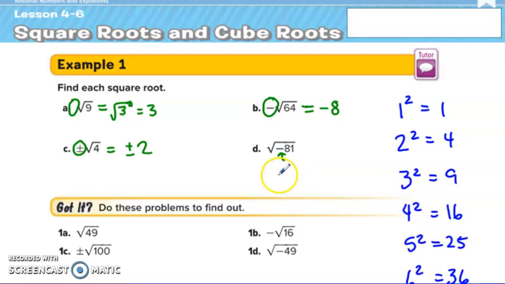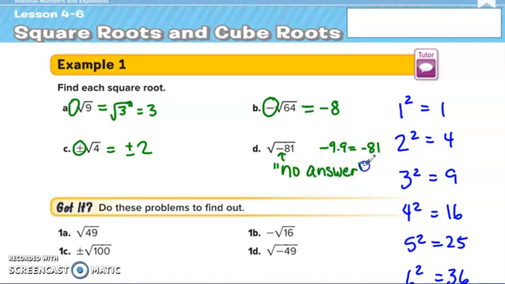This one is a situation that just doesn't work. There is no answer for this one. What number times itself equals negative 81? Well, nothing, because that would actually be a negative 9 times 9, and that would equal negative 81. You can't have the same number multiplied by itself to have that, so there is no answer on this one. And you can put that on there. Some people put no solution.